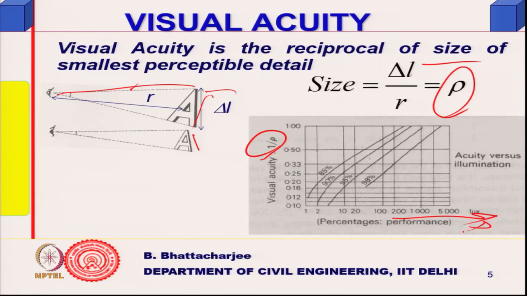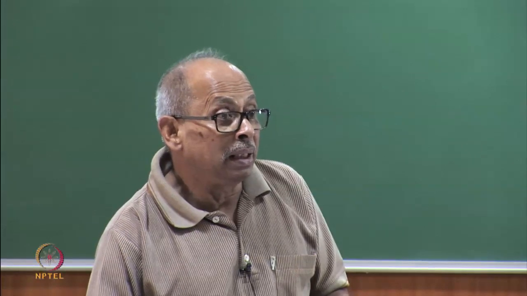If I increase the lux level, visual acuity will increase. I can see smaller and smaller objects. But of course, there is also the rate at which I can read. I will talk about this sometime. This is the rate I can read, what is called performance. Performance is the rate at which I can read.